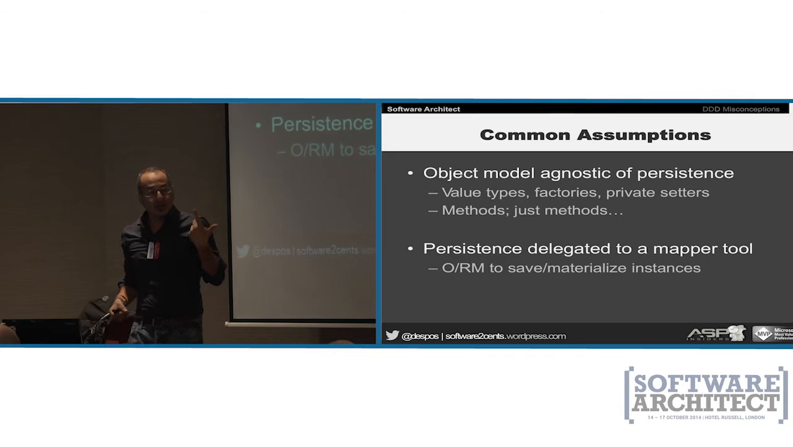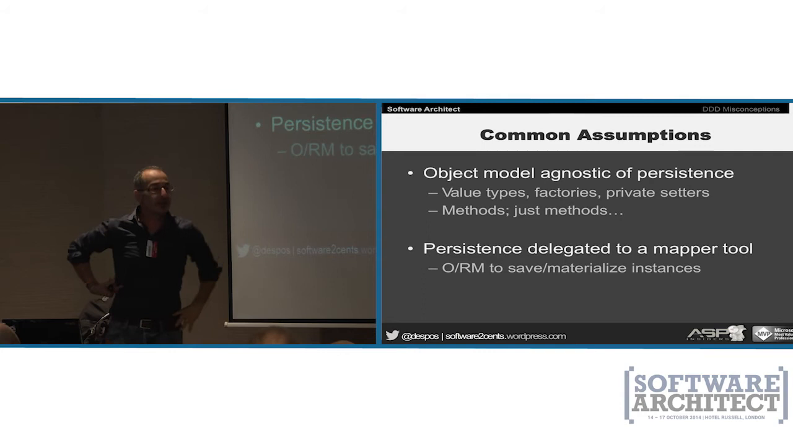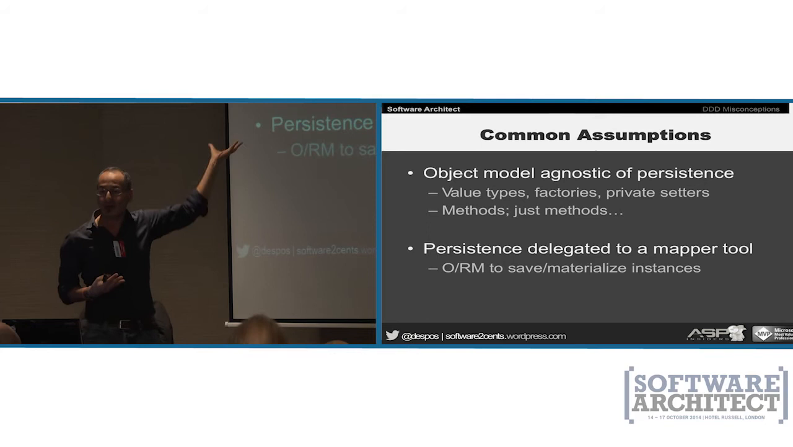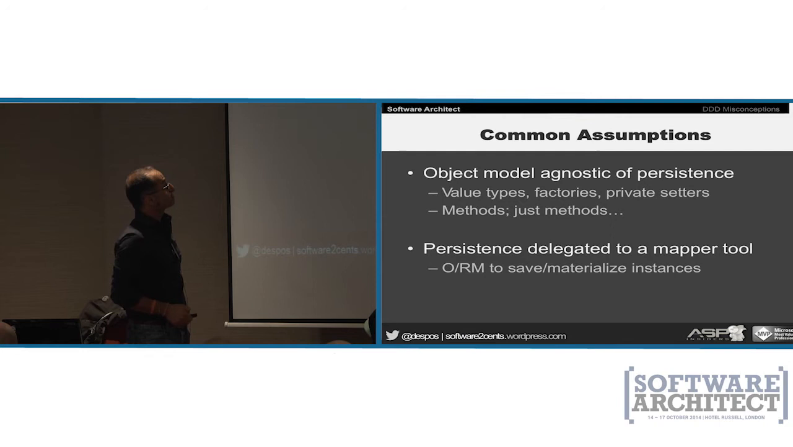This is, as I'm trying to express, the vision of DDD, but an object model agnostic of persistence and an ORM to back it up are common assumptions that, if elevated to the rank of being the pattern, can drive your attention and be misunderstood.